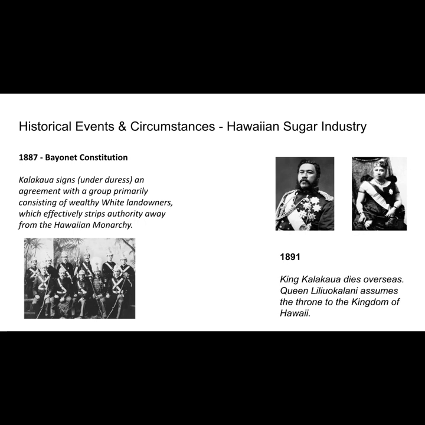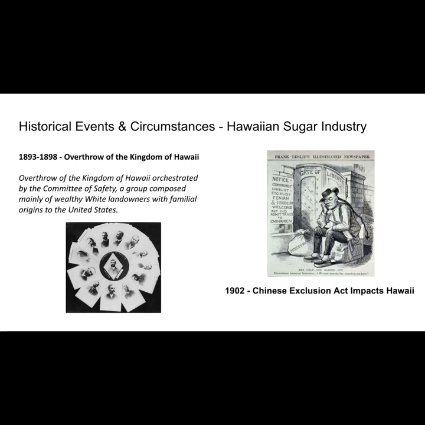Next, a discussion of the Bayonet Constitution that occurred in 1887 will be held, along with the death of King Kalakaua overseas in 1891 and its impact on the industry. And then the overthrow of the Kingdom of Hawaii, followed by the Chinese Exclusion Act in 1902.